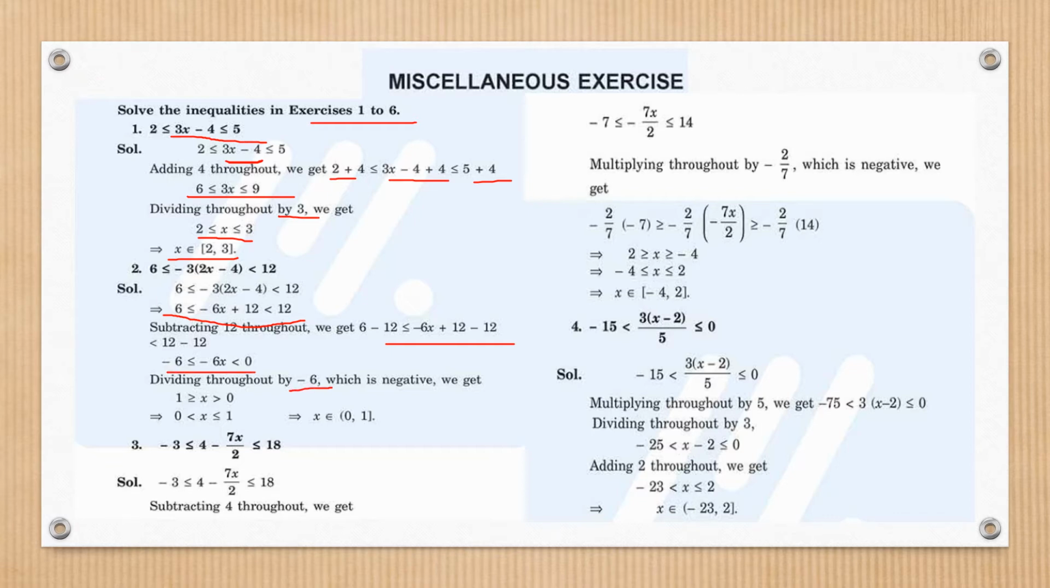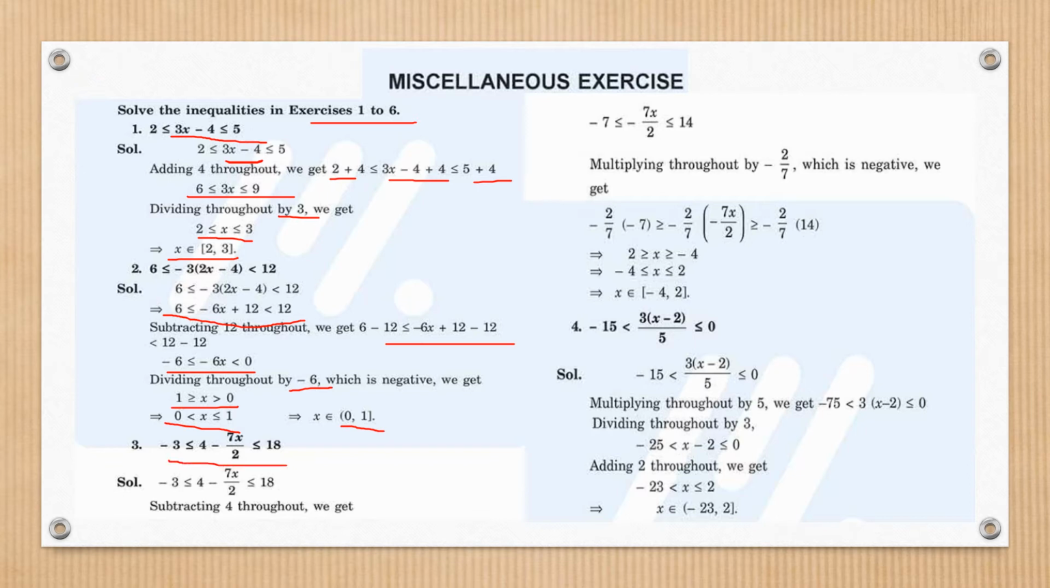Now be careful. I am dividing by minus 6, that means the inequality direction will also change. So it will become 1 greater than equal to minus 6 upon 6, minus 6 is your 1. But the direction is also changing, and 0 upon 6 is 0. So I get 1 greater than equal to x greater than 0. So arrange it. It becomes x lying between 0 and 1, but 0 is not included and 1 is included. So it becomes semi-closed interval, open towards 0 and close towards 1.